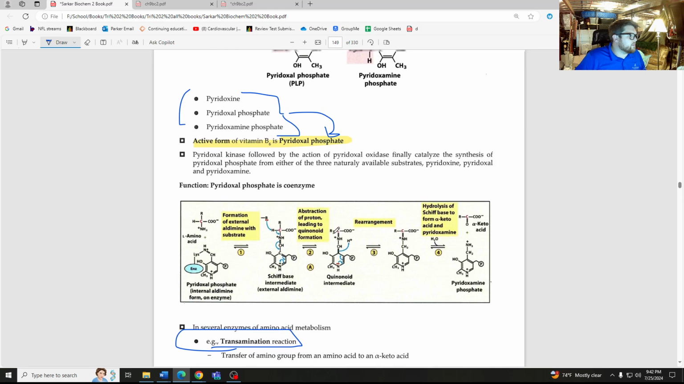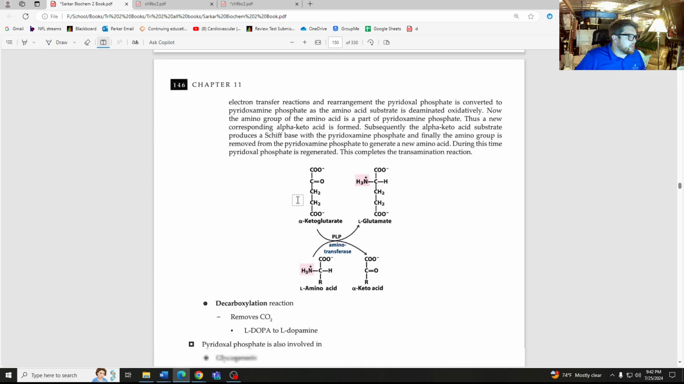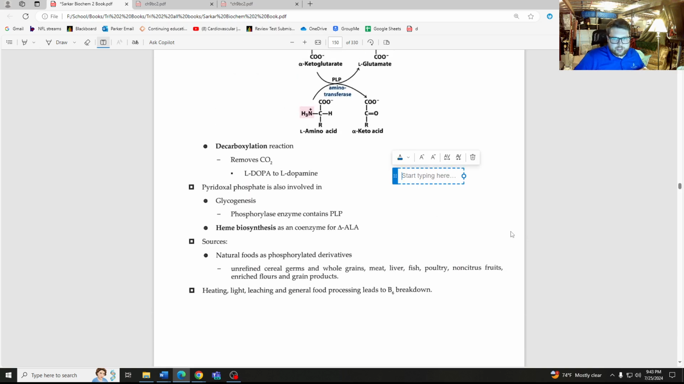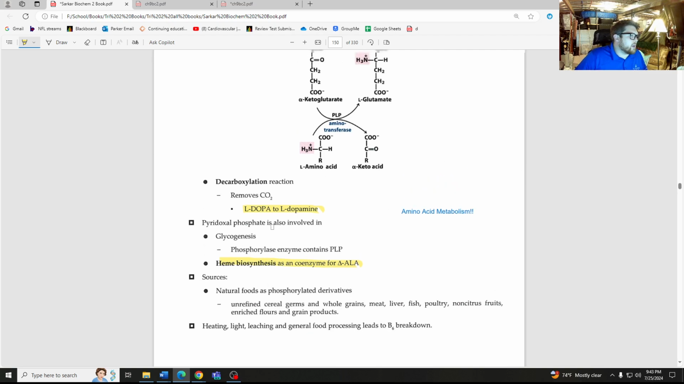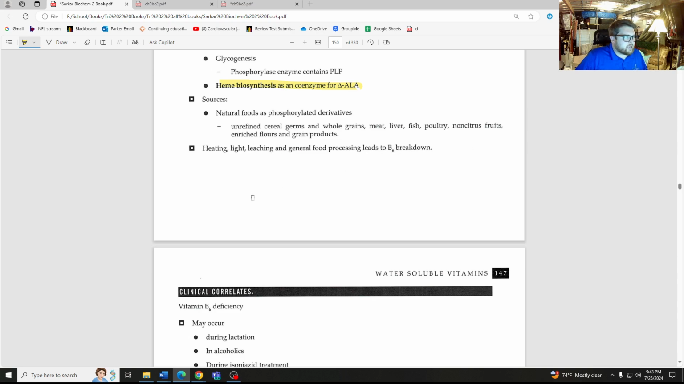They also, as we learned a couple chapters ago, our vitamin B6 is a big part of heme biosynthesis. In general, you can just say amino acid metabolism. So all of those things that we talked about before. Remember the creation of dopamine, the heme biosynthesis, that whole chapter, it was 2 chapters ago, I believe chapter 9. All of those, amino acid metabolism, a handful of those special products, use our vitamin B6. Heating, light, general food processing break down B6.